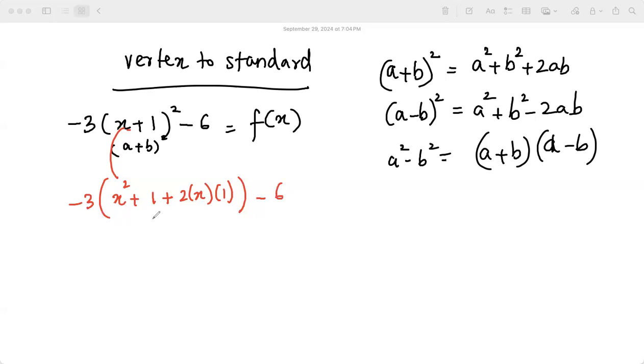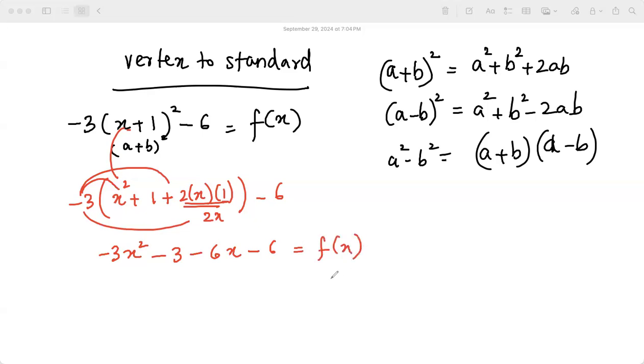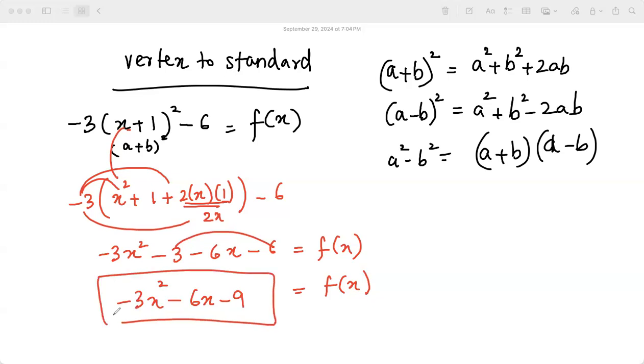And then now this becomes 2x. So now distribute the minus 3. Minus 3x square minus 3 and then bring that minus 3 inside, minus 6x minus 6 equal to f of x. Now f of x becomes, there was a mistake. Did you see? Minus 3x square minus 6x minus 9. Did you all get it?